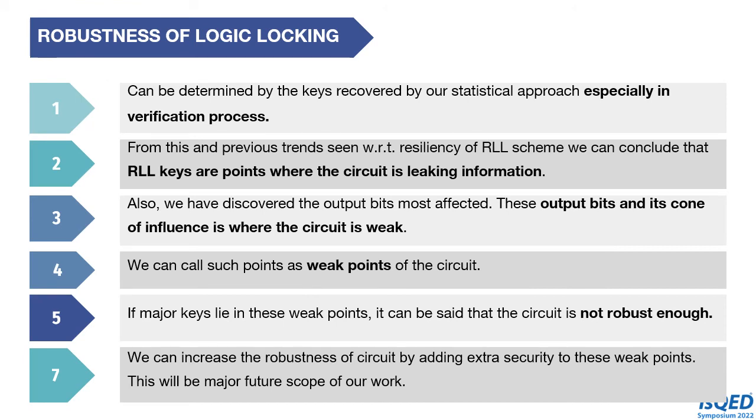It is directly determined by the keys recovered in our approach, especially in the verification process. Since most of the keys found are RLL keys, that is the point where the circuit is leaking information. And we can also say, since we have found the mostly highly affected output bits, that those bits and the cone of influence are where the circuit is weak, and we can call such points weak points. And if all the major keys lie in those weak points, we can say that the circuit is not robust enough. Also, we can add extra security on the.